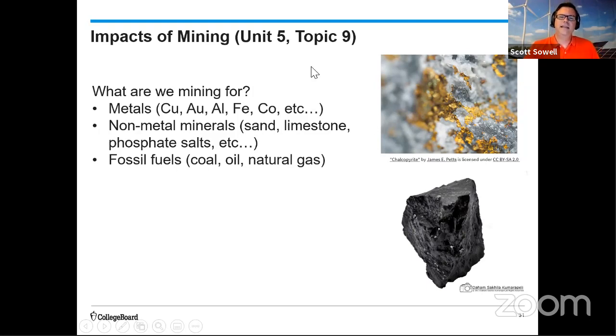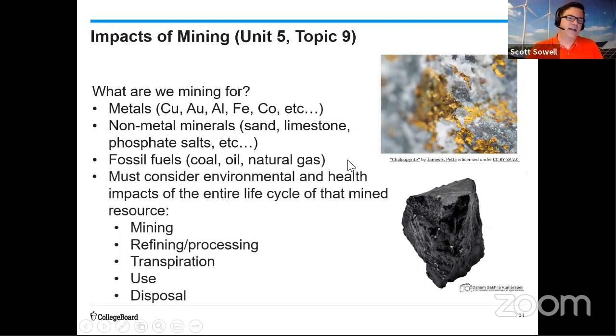And then when we look at the impacts of these metals or non-metal minerals or fossil fuels, we need to think about their entire life cycle. So not only is there an impact from mining, but we've got to refine and process these materials. We've got to transport them. We've got to use them. We've got to dispose of their waste. So again, think about the entire life cycle associated with mining and the use of these products.